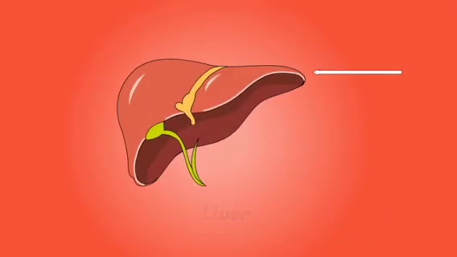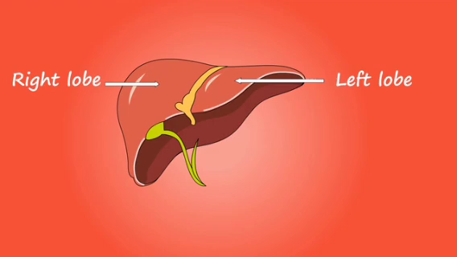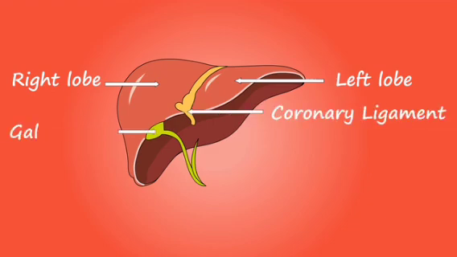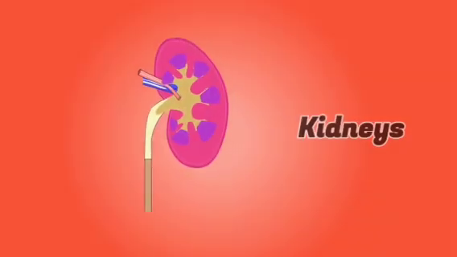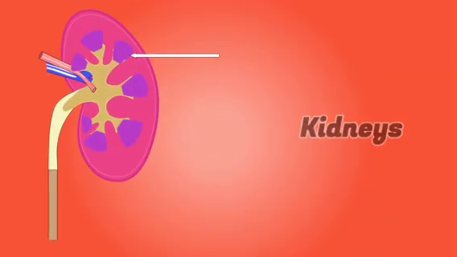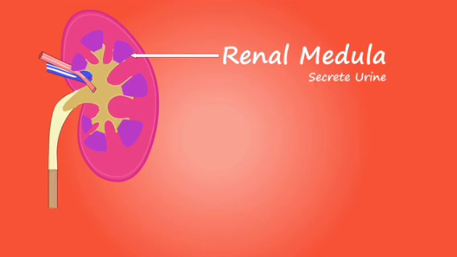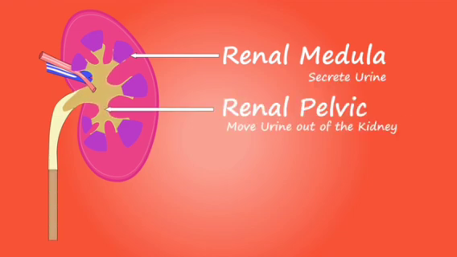Liver. Left lobe. Right lobe. Coronary ligament. Gallbladder. Kidneys. Renal medulla, secrete urine. Renal pelvis, move urine out of the kidney.